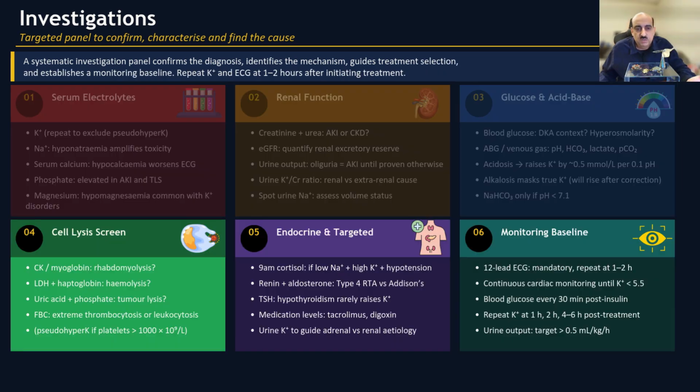CK and myoglobin, you can think of rhabdomyolysis as etiology, if you are suspecting heat exhaustion, heat stroke, or rhabdomyolysis due to drug-induced etiologies. LDH and haptoglobin, direct Coombs test, retic count, peripheral smear, all of them for hemolytic anemias. Also, uric acid and phosphate if you're suspecting tumor lysis syndrome.